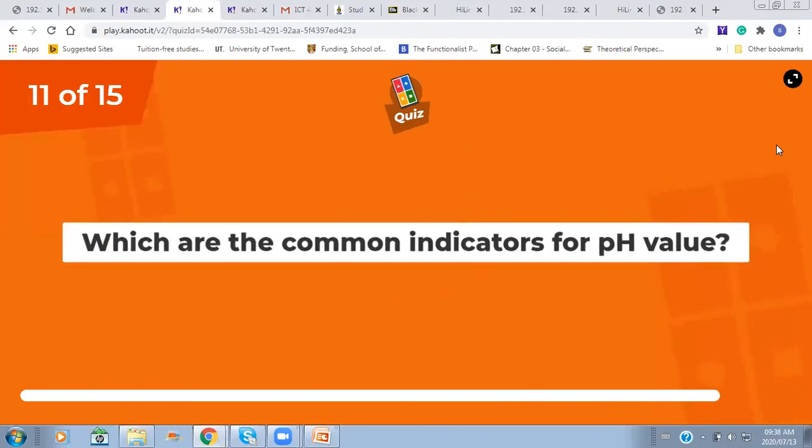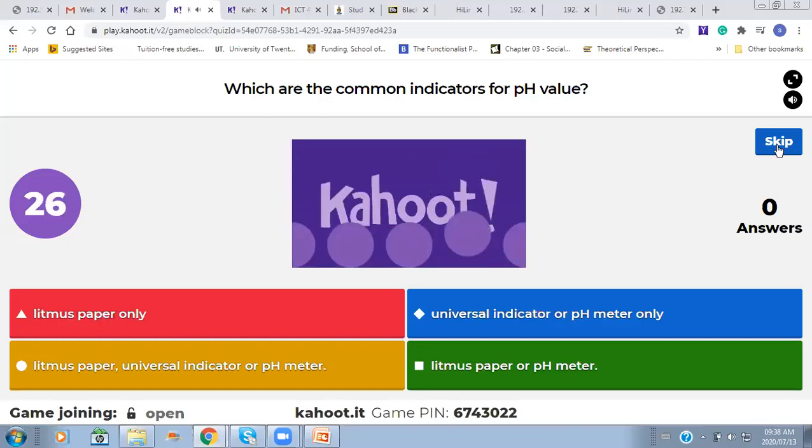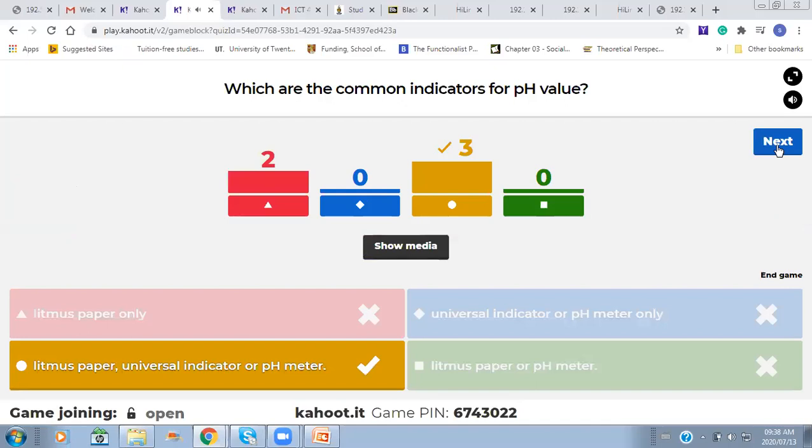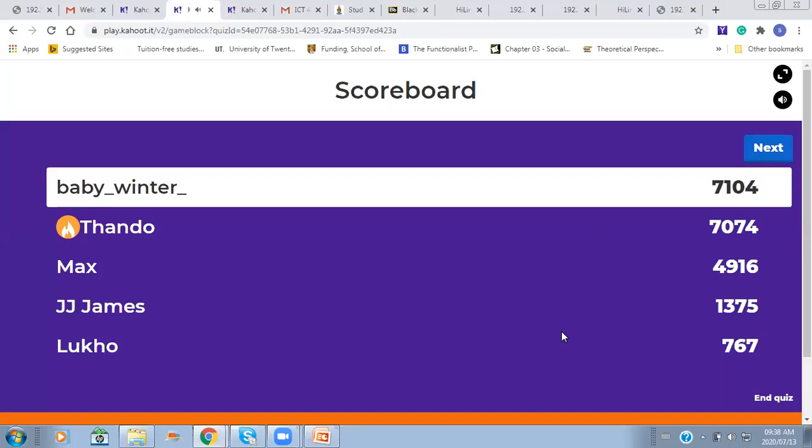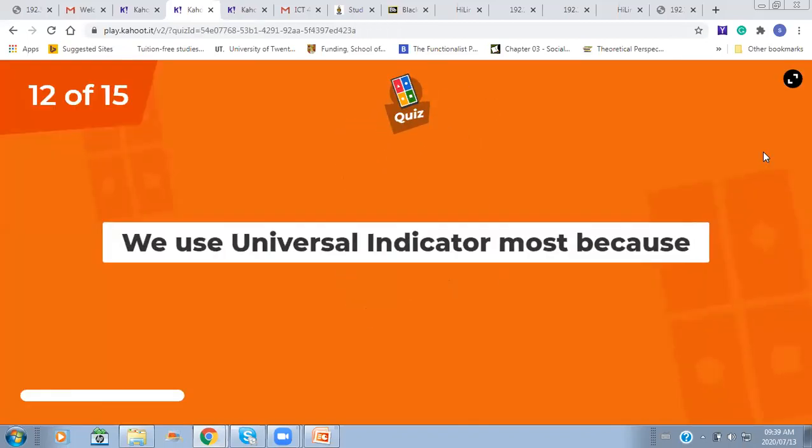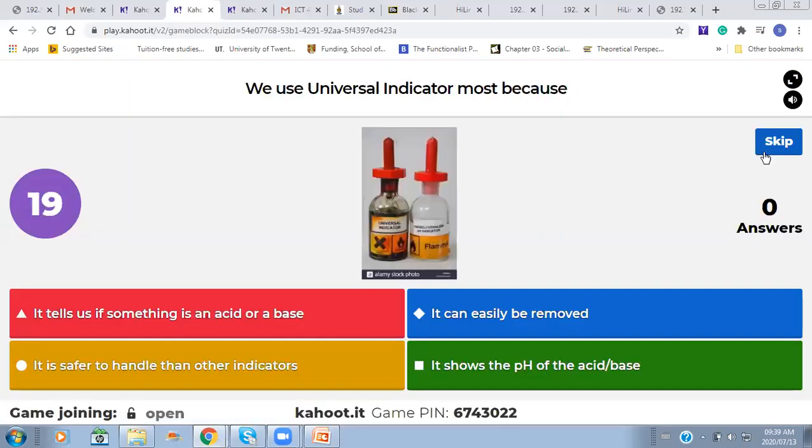Which are the common indicators for pH value? Okay, let's see. Winter, followed by Tando and Max. Okay, guys, I hope you are seeing the scoreboard. All right, let's go. Three more. We use universal indicators most because... let's go on.